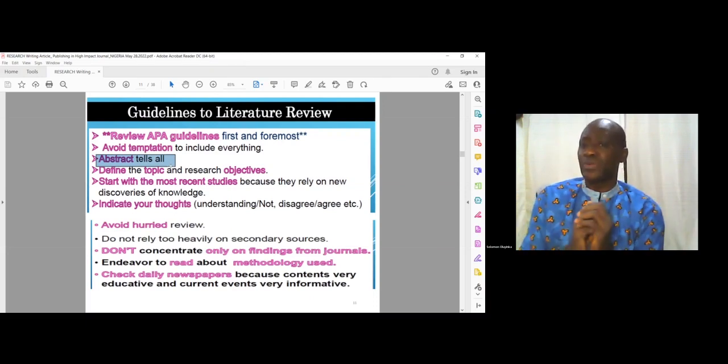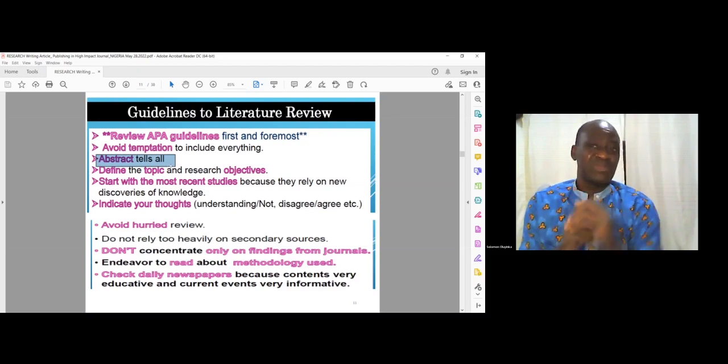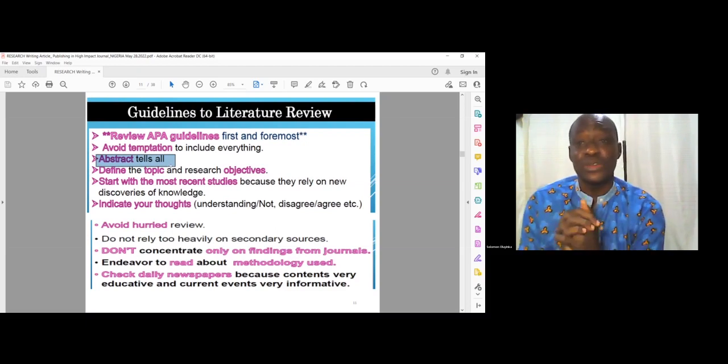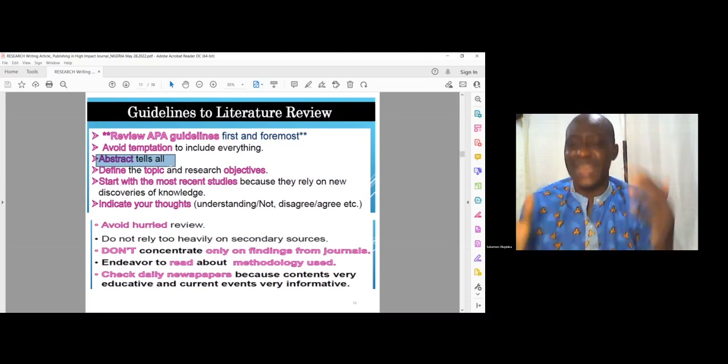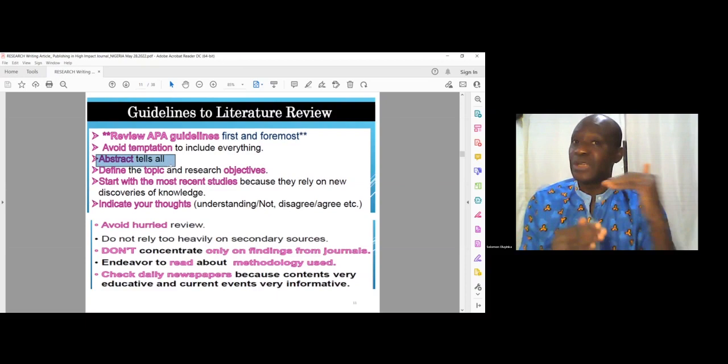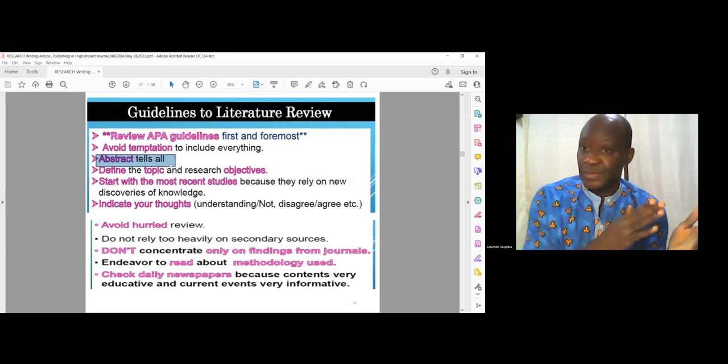Define the topic very well as one of your objectives. Whenever you want to search, use your topic to search. We will get there later also. Indicate your thoughts. I want to support or I want to be against. I want to agree or I want to disagree. That is what they will be looking for under the literature review. The professors will be asking you, what is the link? What is the flow? It's not flowing. It's because we did not indicate where we want to stay, support or not.